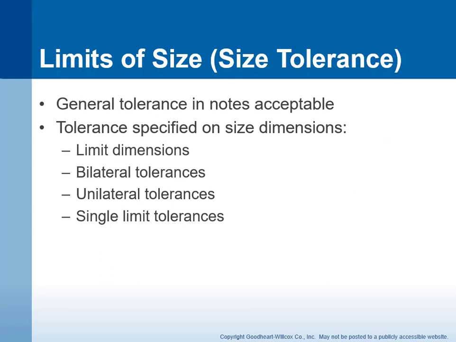Now let's talk about limits of size tolerances. General tolerances in notes is acceptable. So you could have a drawing note that says, hey, all dimension tolerances are plus or minus 5. And then you can have tolerance specified on size dimensions. They could be limit dimensions, which is the min and max. They could be bilateral tolerances, unilateral tolerances, or single limit tolerances. So let's talk about those.